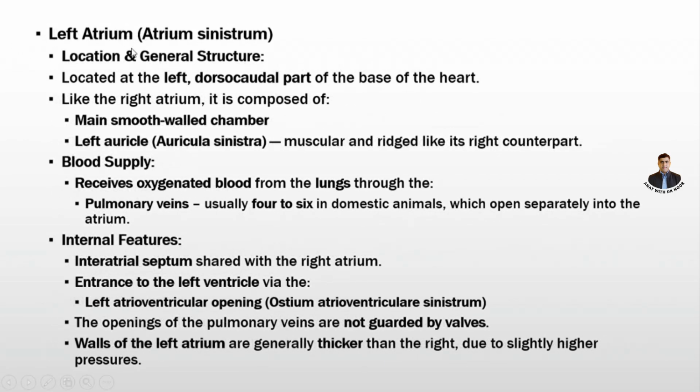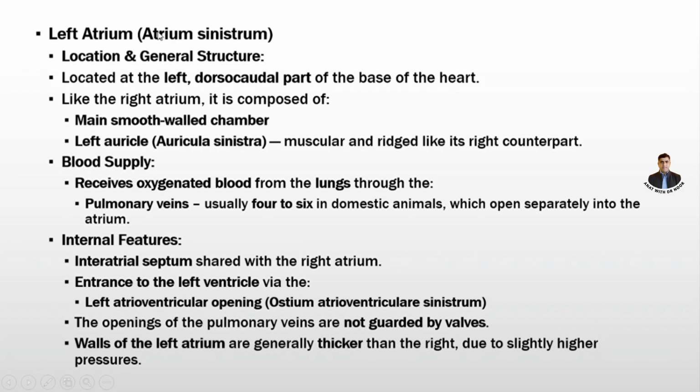Left atrium. General location and structure of the left atrium: located at the left and dorsocranial part of the base of the heart. Like the right atrium, it is composed of a main smooth walled chamber. Left auricle: these are muscular and ridge-like, like its right counterpart.